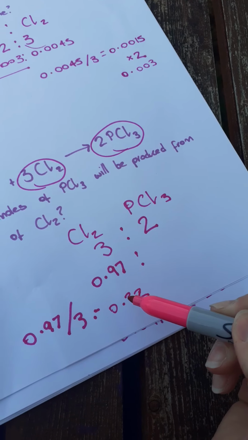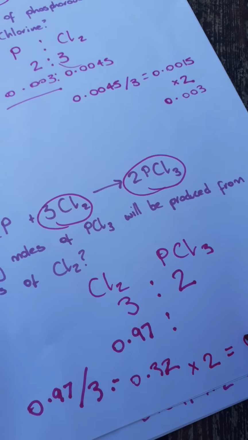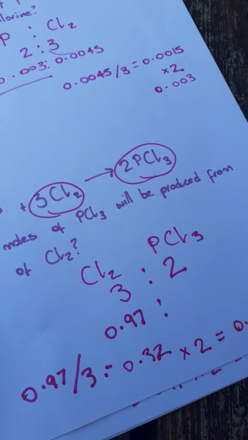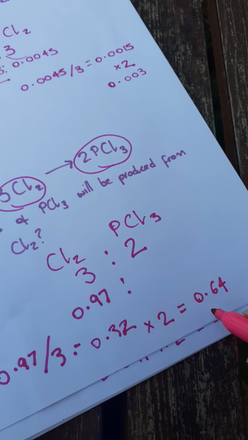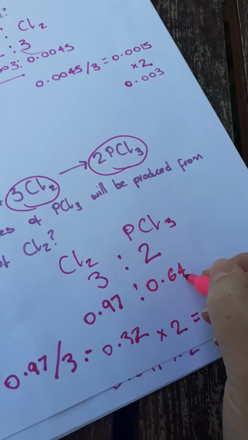We then need to take this number and multiply it by 2 to give us 0.64. That's our answer, so we can just shove it up here for completeness. So 3 to 2 mole ratio, 3 moles of chlorine would produce 2 moles of phosphorus chloride. We don't have 3 moles, we have 0.97 moles. So if 0.97 moles was to react, we're going to end up producing 0.64 moles.